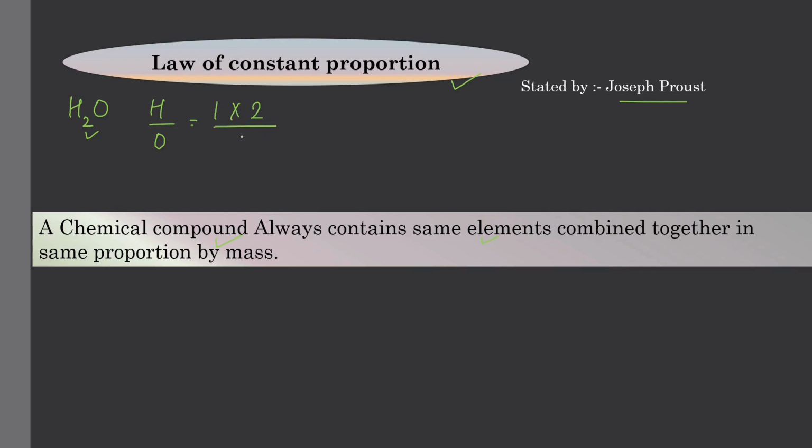Here mass of oxygen is 16. On cancelling it up, we'll get the ratio 1:8. So the source of water can be anything. It can be river, rain, ocean, anything. But the ratio is constant. That is 1:8 for water.